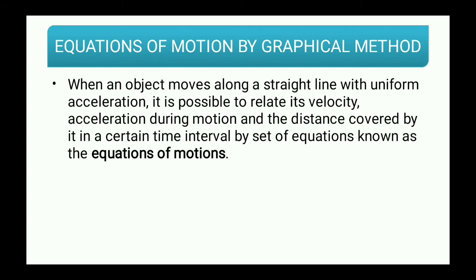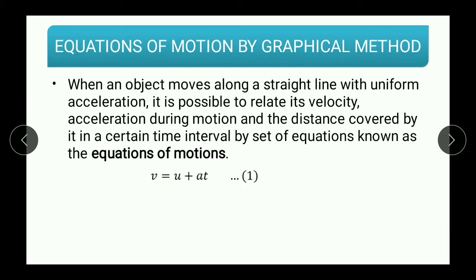When an object moves along a straight line with a uniform acceleration, it is possible to relate its velocity, acceleration during motion, and the distance covered by it in a certain time interval by a set of equations known as equations of motion. So what are equations of motion? Equations of motion are nothing but equations that relate velocity, acceleration, distance, and time with each other. Let us see these equations.